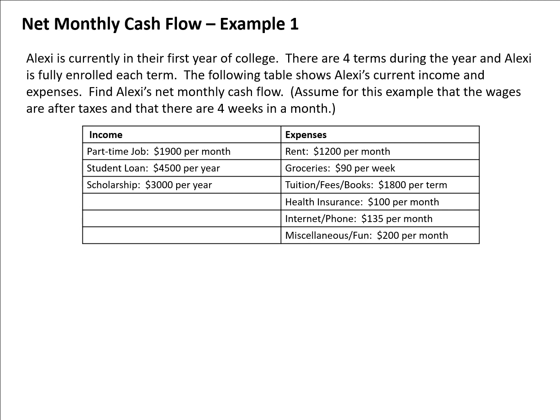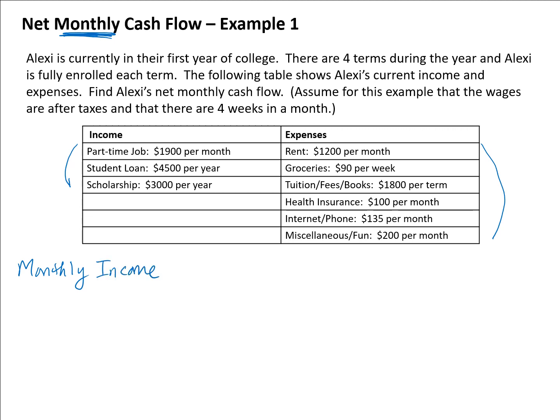Let's find Alexi's net monthly cash flow. In doing this, let's assume that the wages for Alexi's part-time job are after taxes, and there are 4 weeks in a month. So to find their net monthly cash flow, I need to look at all of Alexi's income and then all of Alexi's expenses and subtract those two. But I need to think about it in terms of the amount per month because we want to think about this on a monthly basis. Now, that means we need to look at monthly income as our first step.